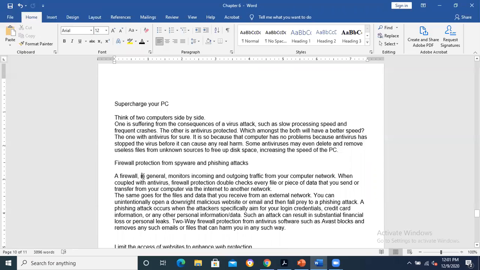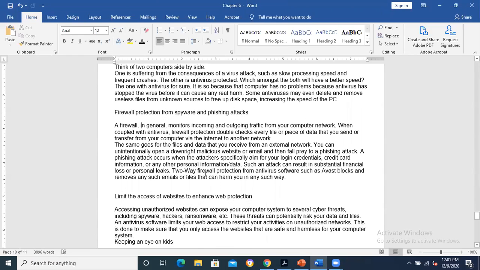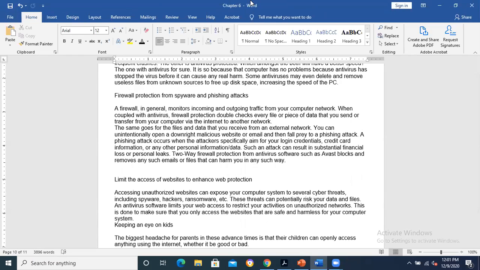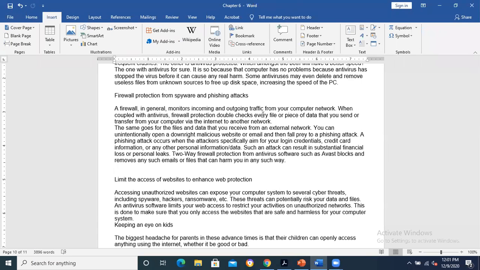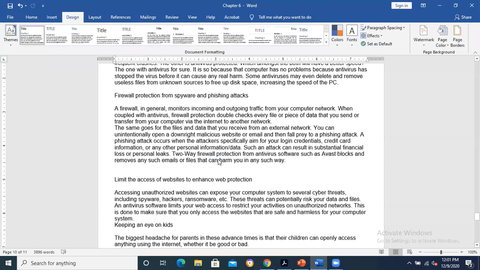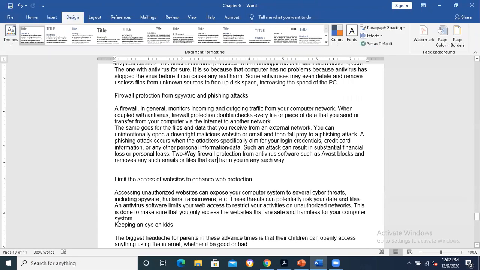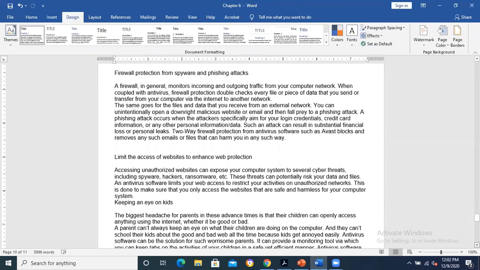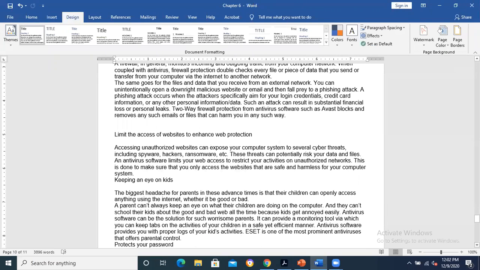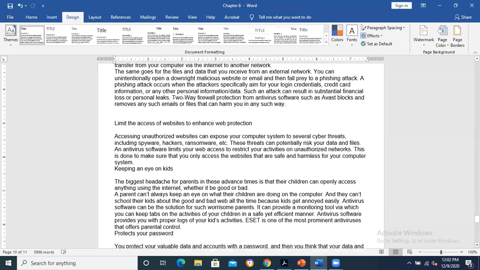Okay, so your computer system will be supercharged, your speed will be better. Okay, now the next point that we are going to discuss over here is: limit the access of websites to enhance web protection.